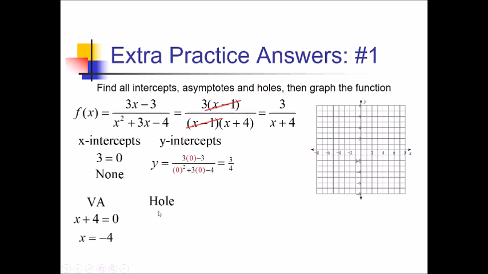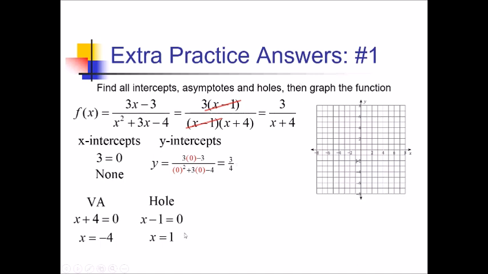Holes are going to happen wherever we have factors that get canceled out, and the x values that make those 0 are going to give us a hole. Those are values that would have made the original undefined, but not the simplified. So they're not as bad as asymptotes. So we can say x minus 1 equals 0 for the hole, and then x equals positive 1 is the x value where the hole happens. There's a y value too, but we have to graph the function before we can see where it is, or you have to plug 1 back into the simplified function.